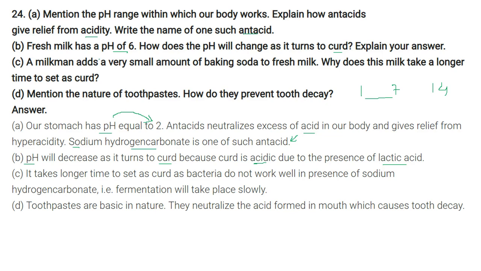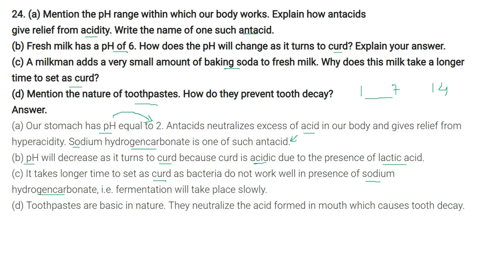A milkman adds a very small amount of baking soda to fresh milk. Why does this milk take a longer time to set as curd? It takes longer to set as curd because the bacteria, lactobacillus, do not work well in the presence of sodium hydrogen carbonate, and the fermentation takes place a little more slowly.